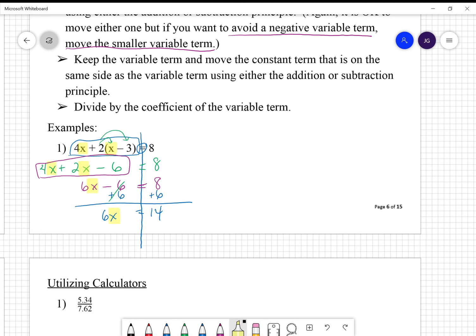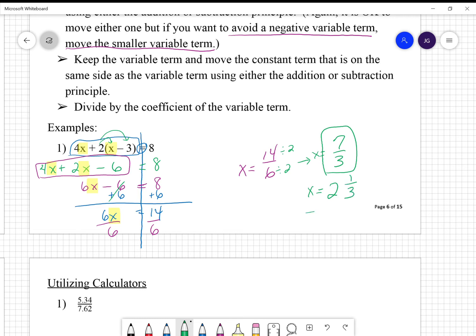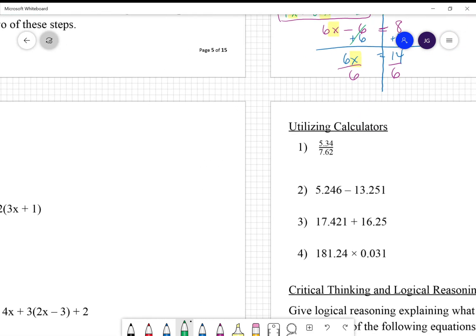Is the x by itself? No, so I'm going to divide by 6. X equals 14 over 6, but that can be reduced by 2. I get 7 over 3. Leaving your answer improper is okay, or you can go to the mixed number. 3 divides into 7 twice with a remainder of 1. I don't care which answer you give, and neither does the online homework platform that you use. Okay, next page.